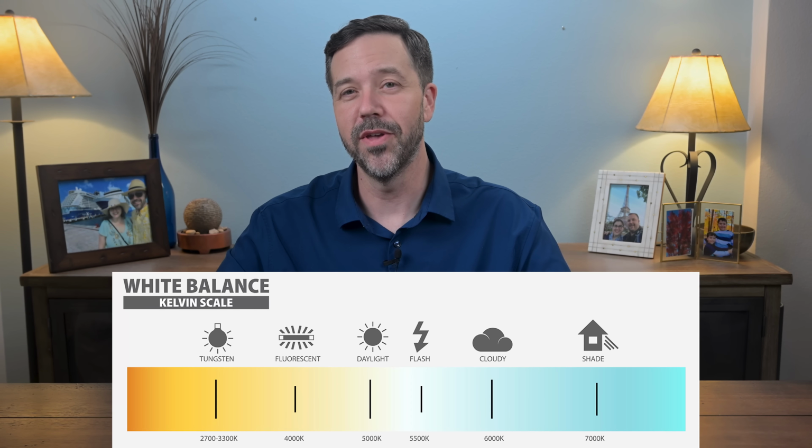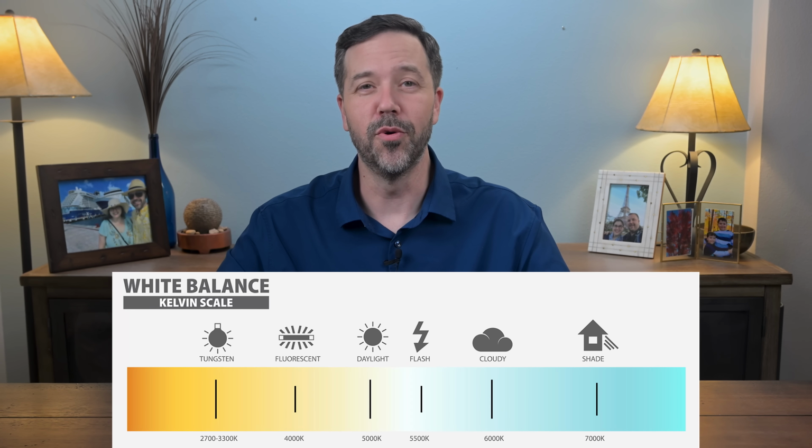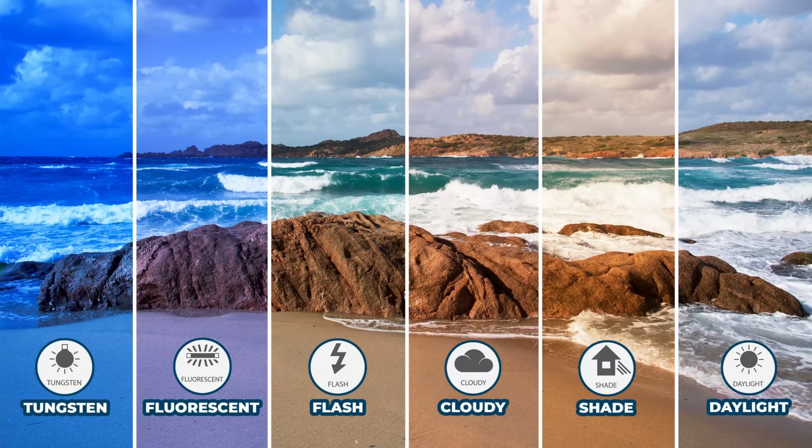It measures in Kelvin, which tells us how warm or cool the light appears. Now while modern cameras are very smart, they can only estimate the correct color temperature. But here's the key. You can actually tell the camera the right color temperature either by choosing a preset, such as tungsten, daylight, or cloudy, or manually setting the Kelvin temperature value yourself.